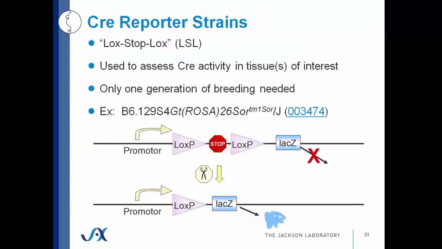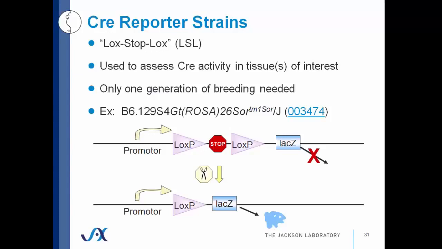So the Cre reporter strains are typically generated using what's called a lox-stop-lox, or sometimes an LSL. What that is, is you have a promoter, usually a strong, widespread promoter, like a chicken beta-actin or a GT-ROSA 26 Sor, driving some sort of molecule like LacZ or a fluorescent protein. But then following the promoter is this loxP-flanked stop cassette, lox-stop-lox, LSL, which prevents expression of LacZ. In the presence of Cre recombinase, that stop cassette is removed, and then LacZ expression, or whatever your molecule is, gets expressed, and you can visualize that. And then you can use that to assess Cre activity in your tissue or tissues of interest.